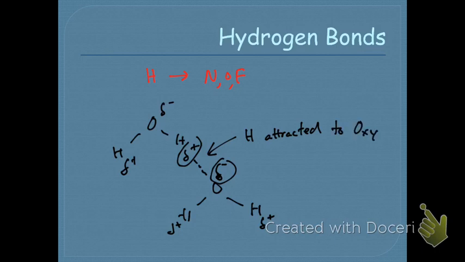So I just want you to see hydrogen bonds are just a special type of dipole. It's whenever hydrogen is attracted to oxygen, nitrogen, or fluorine. In this case, it's attracted to oxygen. This is a hydrogen bond, and it's the strongest. Okay. All right.